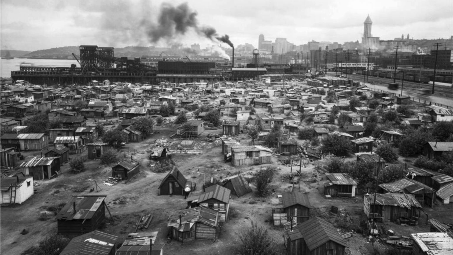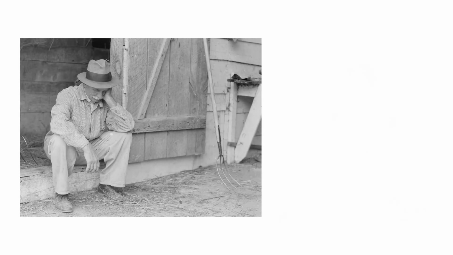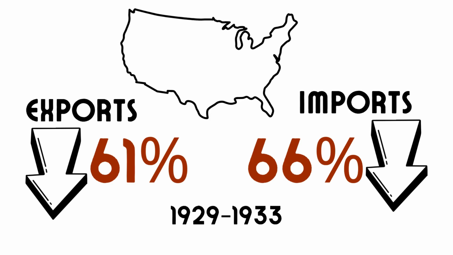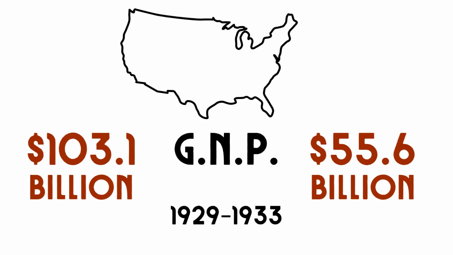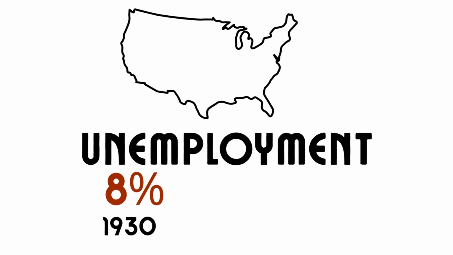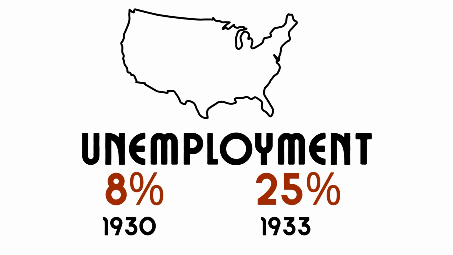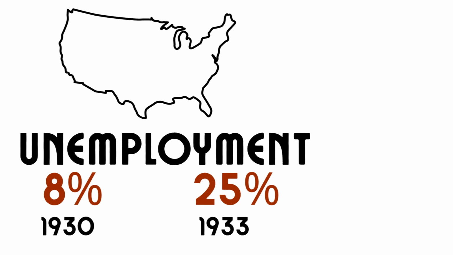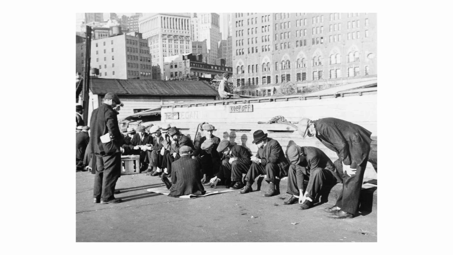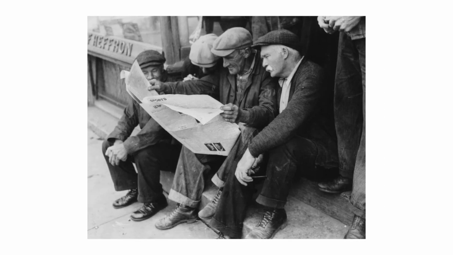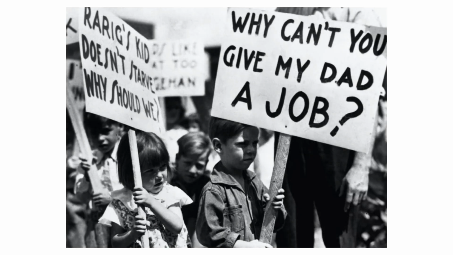Rather than stimulating the economy, the Smoot-Hawley tariff drove America deeper into the Great Depression. U.S. exports plummeted by 61%, and imports fell by 66% between 1929 and 1933. The gross national product decreased from $103.1 billion in 1929 to $55.6 billion in 1933. Unemployment soared from 8% in 1930 to 25% by 1933. While the Depression had multiple causes, the tariff significantly worsened the economic downturn by stifling international trade and harming export-dependent industries.